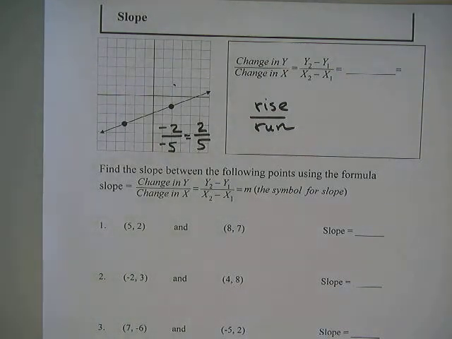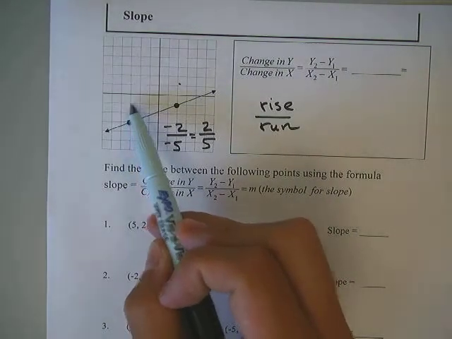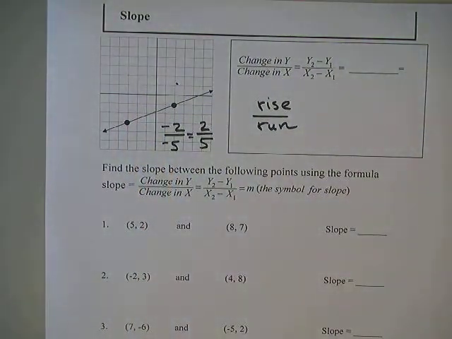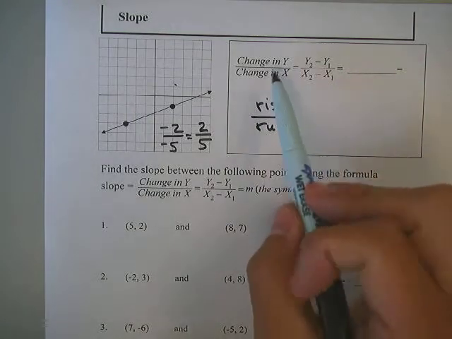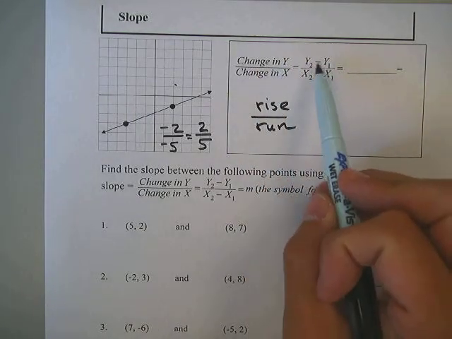Now, finding the slope of a line like that isn't terribly difficult. Like I said, you just look at it and you can count rise, run. But if I don't have the graph, then I need to come up with a way to find the slope without looking at the graph. And we have something that's called the slope formula. That's what I have up here.